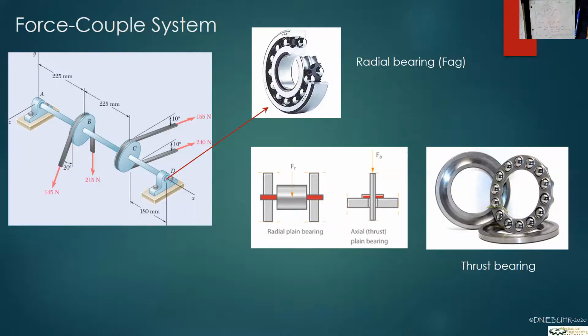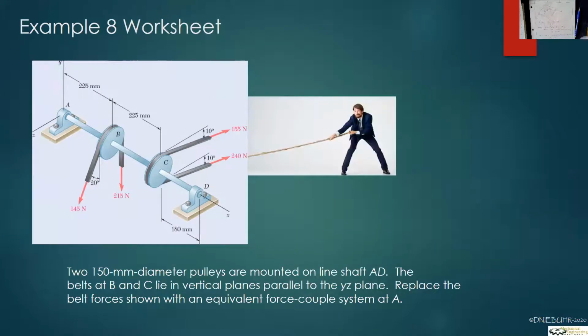Now this problem we're going to solve, and we're going to look at it as how do we take these belts that are rotating at constant speed about the x-axis, and how do we apply the force that is in the system and move it all to A, to the journal at A? So how do we do the equivalent force couple system at A? And that's the question.